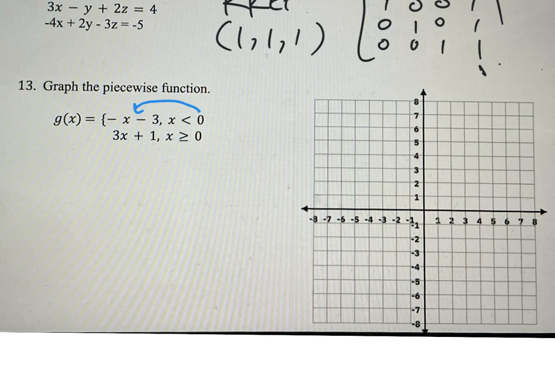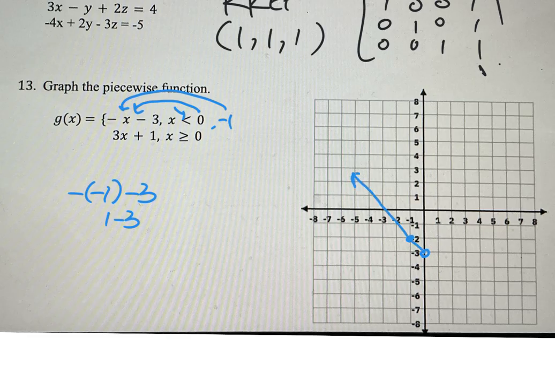Because there's no equal sign, I'm going to do an empty circle at negative 3. It says less than 0. The next number less than 0 is negative 1. I'm going to put negative 1 in there too. If I put negative 1 in there, I get negative 1 minus 3, which is negative 4... I mean, negative 1 minus 3 is negative 2. So I put in negative 1, I got negative 2, which is right there. Connect the dots.